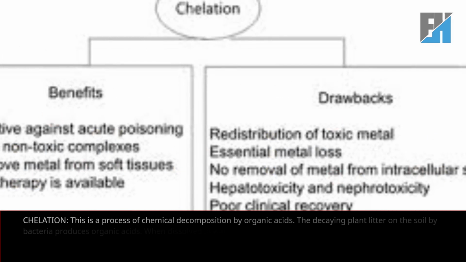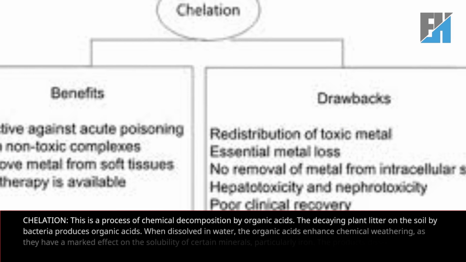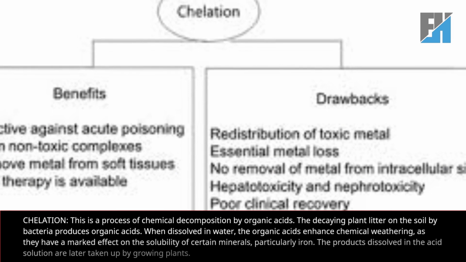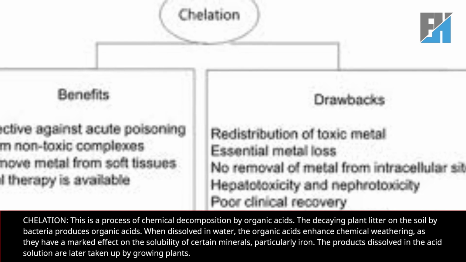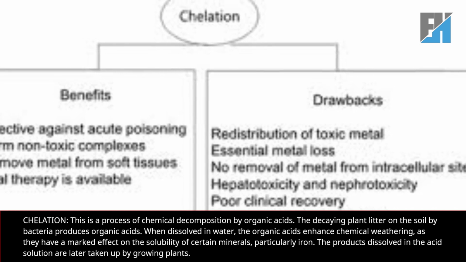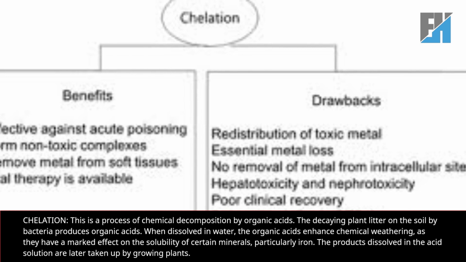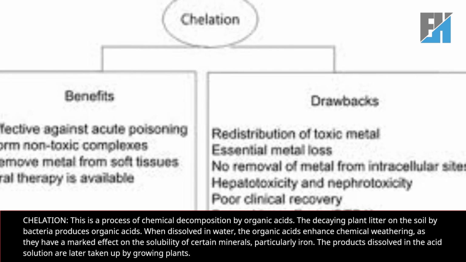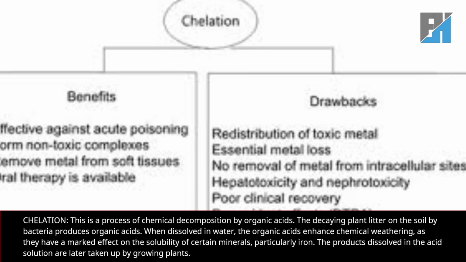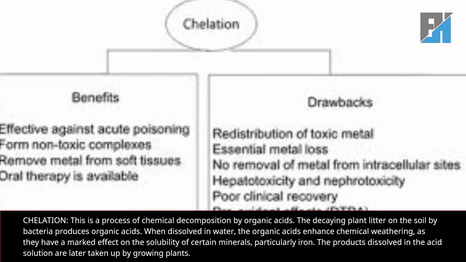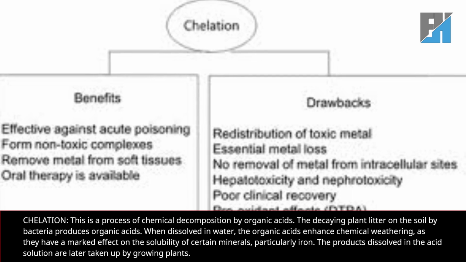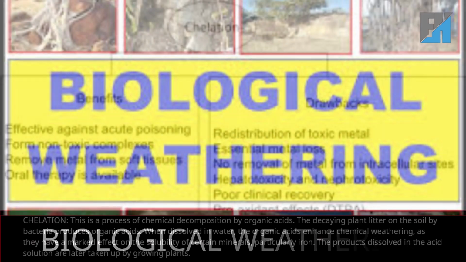Chelation. This is a process of chemical decomposition by organic acids. The decaying plant litter on the soil by bacteria produces organic acids. When dissolved in water, the organic acids enhance chemical weathering, as they have a marked effect on the solubility of certain minerals, particularly iron. The products dissolved in the acid solution are later taken up by growing plants.